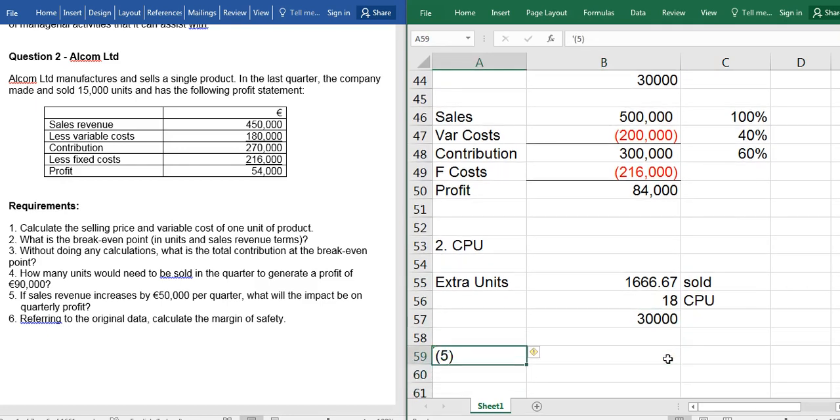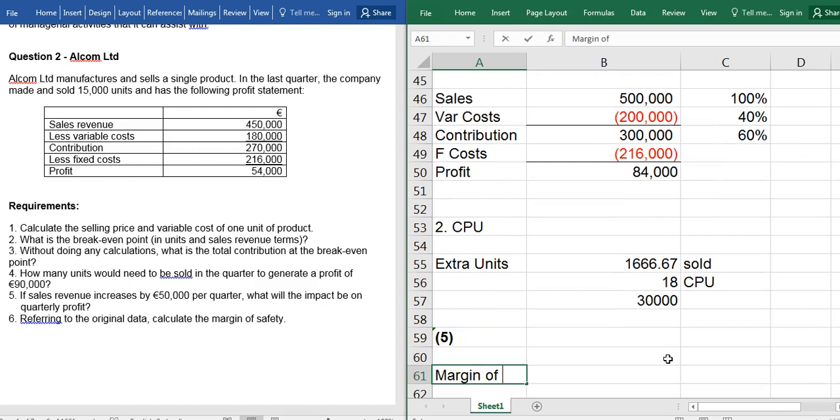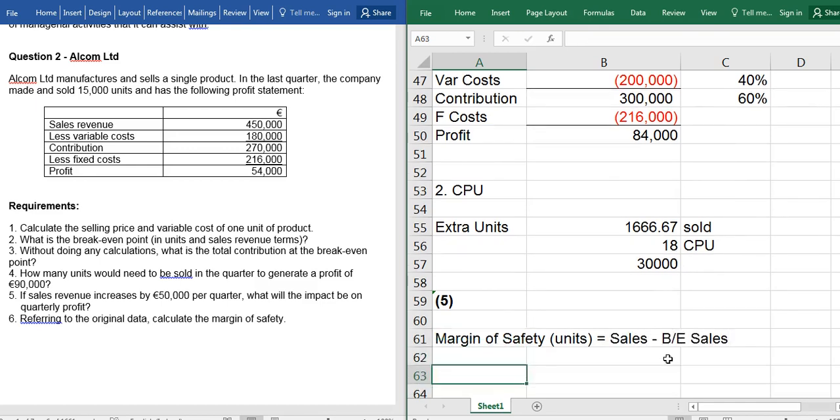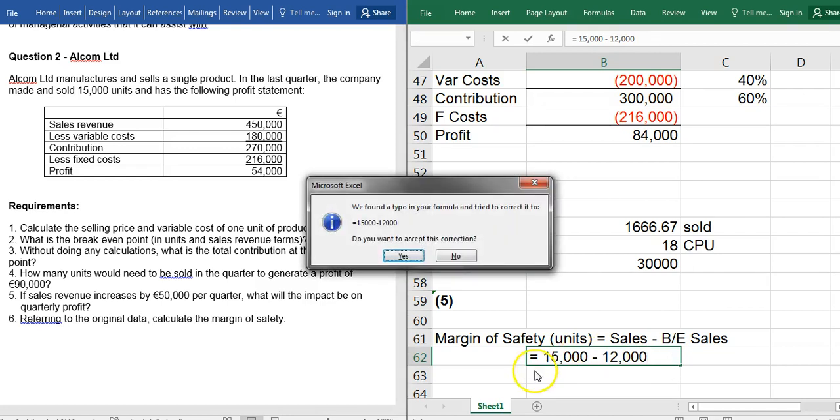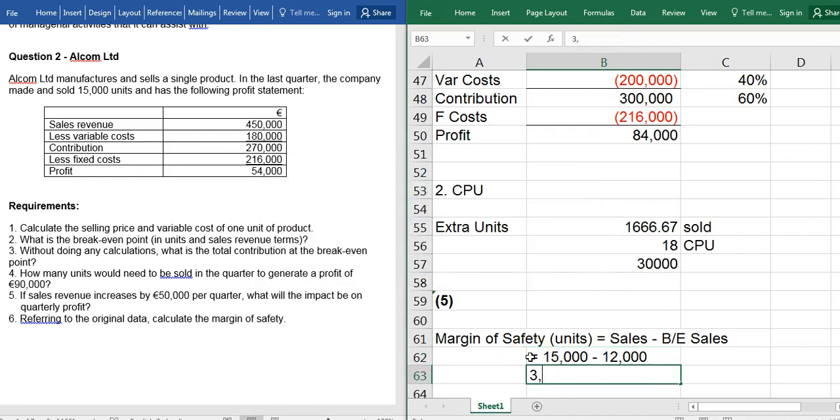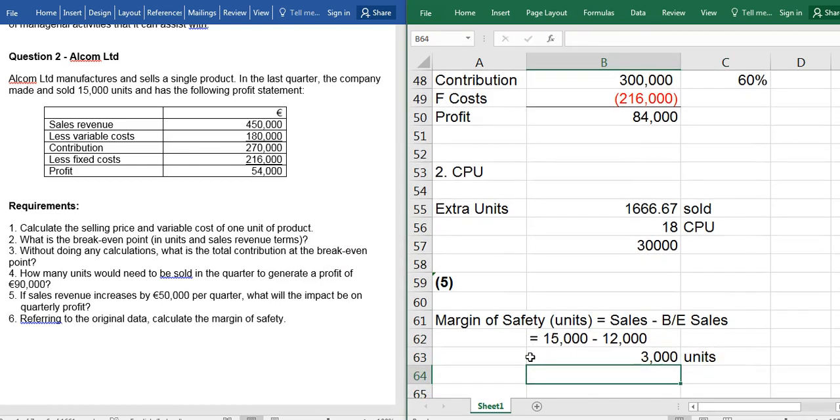And lastly then, note 5 is your margin of safety. So your margin of safety in units is your sales minus your break-even sales. So you're essentially saying, how far away am I from my break-even point? Now in this question, your current sales level is 15 and your break-even level is 12. So what that means is your margin of safety here is 3,000 units. If you're asked to present it in units, that's what you'd say. Sales could fall by 3,000 before you would break even.